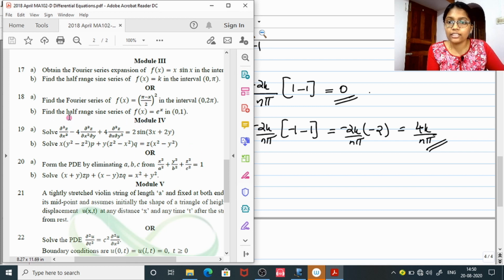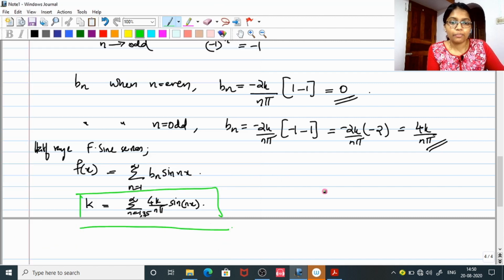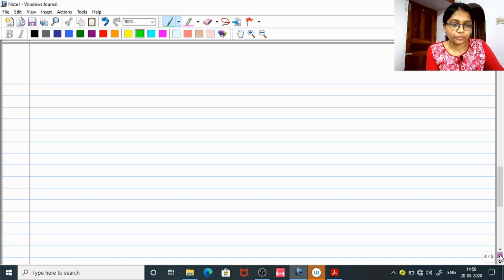Which is e raised to, again it is a half range sine series. Very good. f of x equal to e raised to x in the interval 0 to 1. See here, instead of radians in the range, it is simply numbers given, isn't it? 0 to 1. Okay. So before we get into that problem, I should tell you something more.